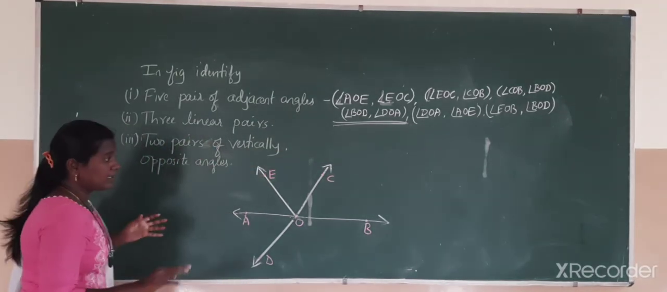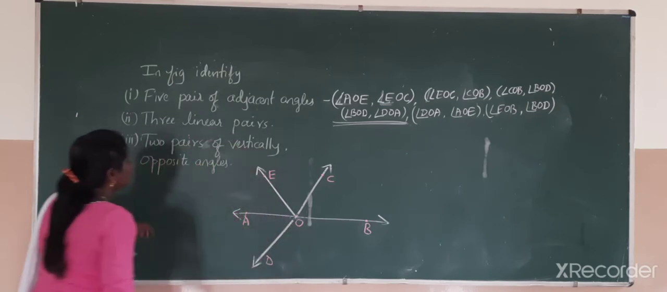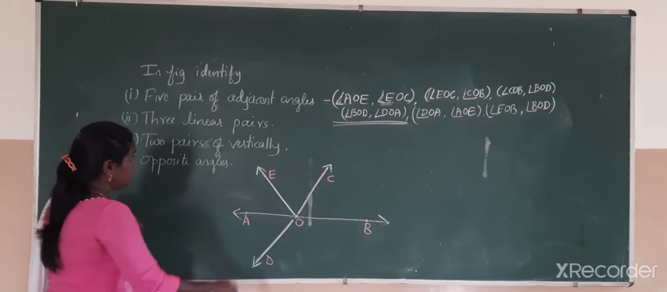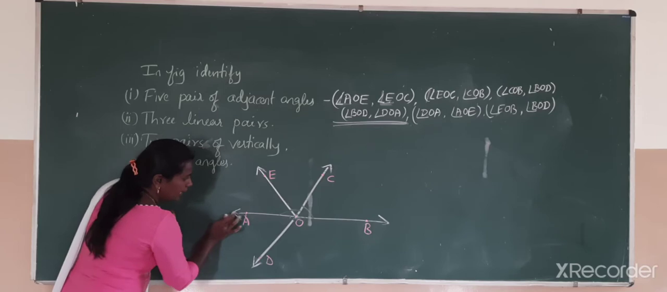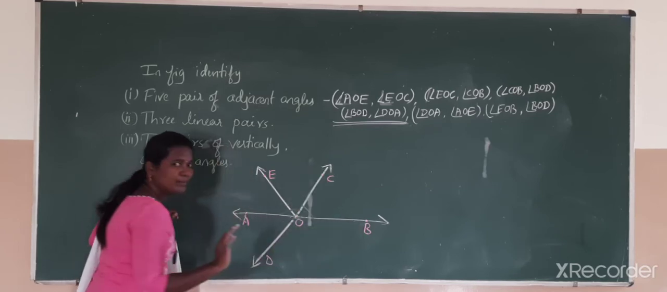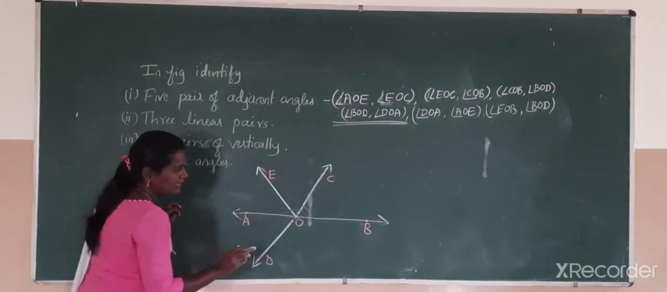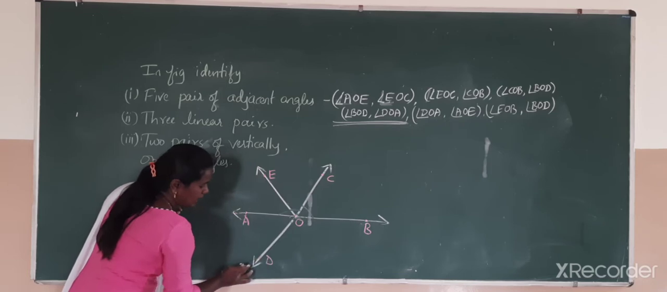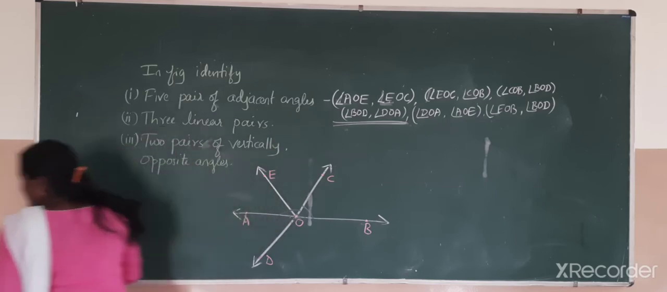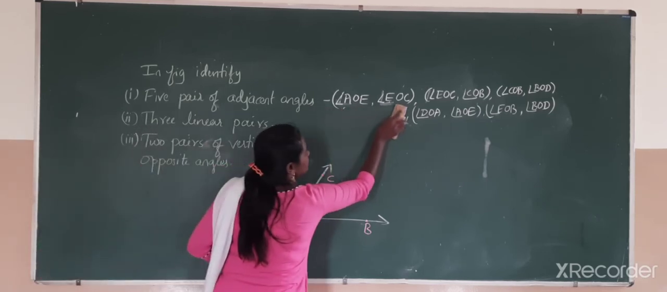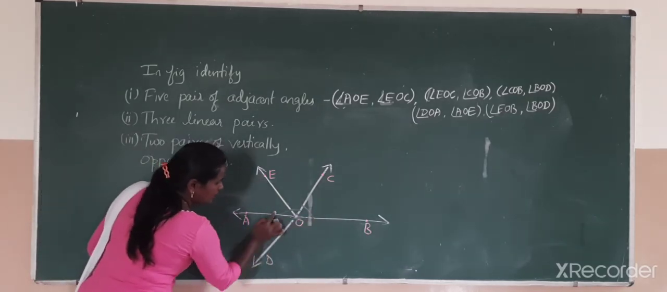Next, 3 linear pairs. Which are those 3 linear pairs? See here. Here one pair is there: AOC, COB. Linear pair means it should be a straight line, supplementary angles. Then what are you going to get? BOD, DOA. Just now what we wrote for adjacent angles, so this just erase.